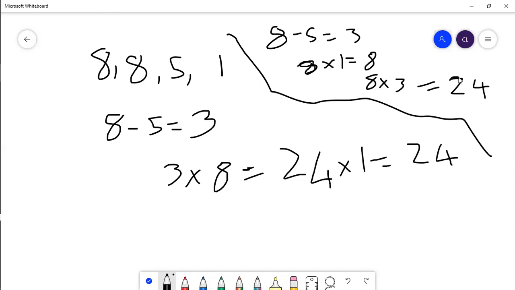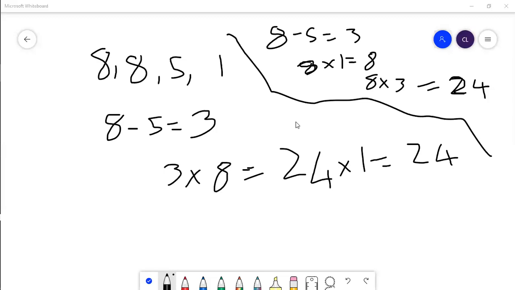Stunning. So the one is really a problem, because sometimes you're going to find yourself dividing by one, sometimes multiplying by one, but it's going to give you the same result.